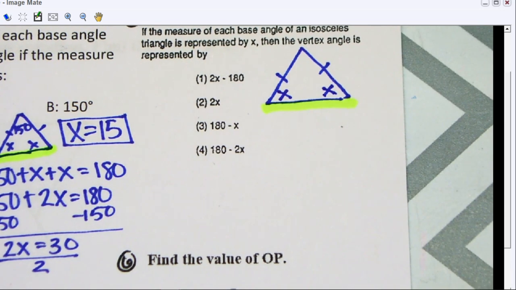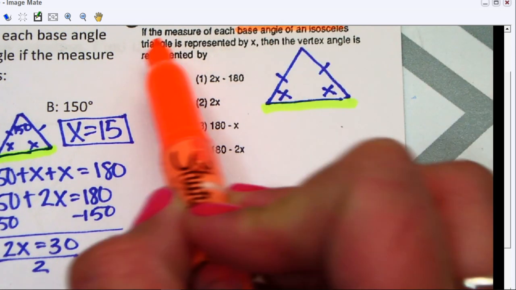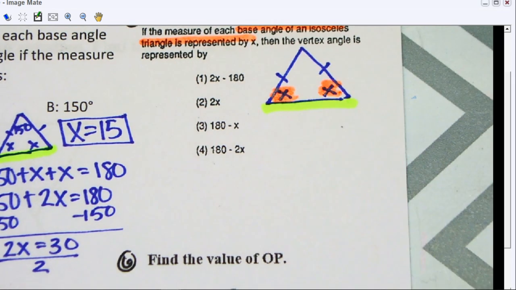The reason we did that is because it said the base angle is represented by x. So right here in this problem, it told me what to put here and here. It wants to know which of those expressions would represent the vertex angle. So how many vertex angles are in that picture? We have 2 base angles. How many vertex? One of them.